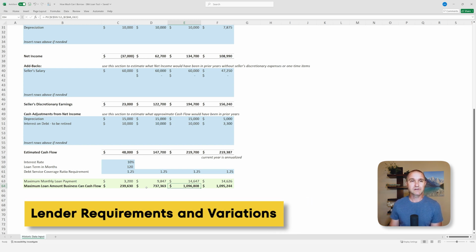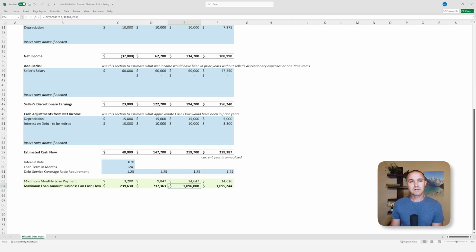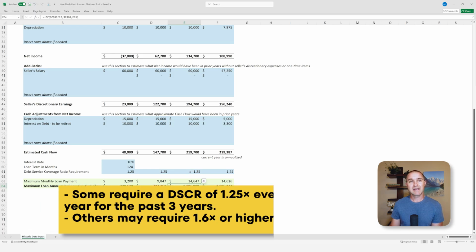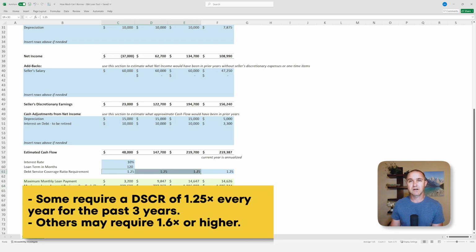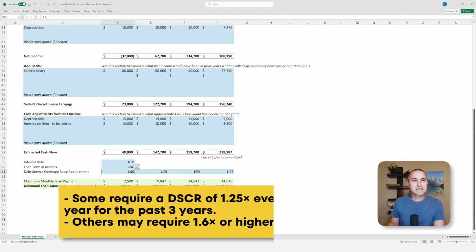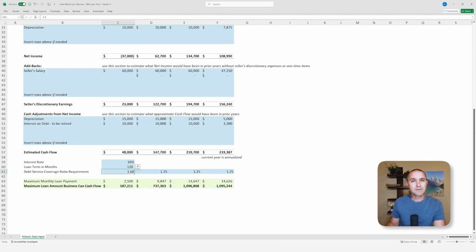There are some lenders who will say, hey, we want you to hit a 1.25 debt service coverage ratio every year for the last 3 years. There are some that will say, we want you to hit 1.6, so they may want you to have even higher. If I said, let's be at 1.6, that means you have even more cash flow available, so that lowers the maximum loan amount you can have.